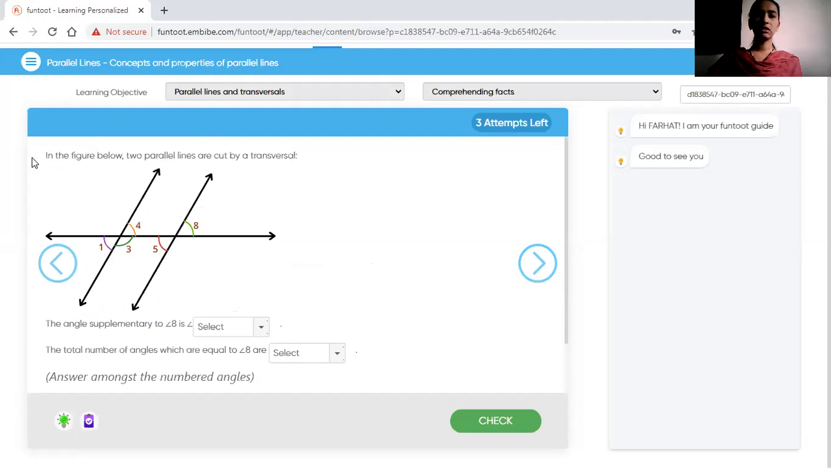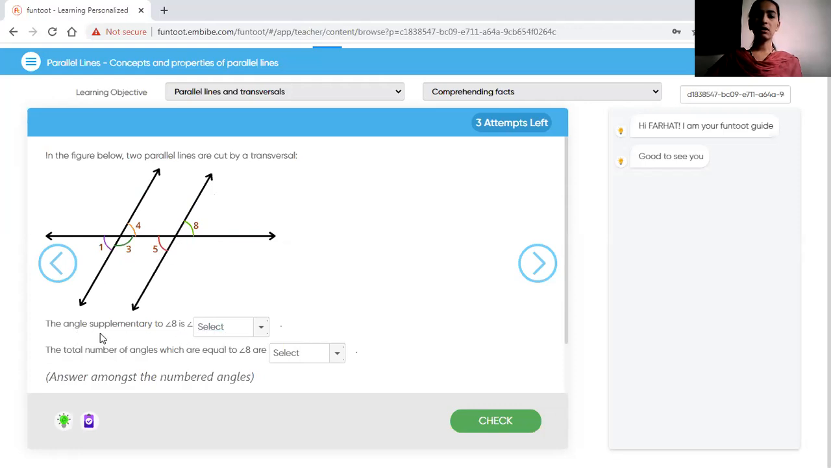Now the next is, in the figure below, two parallel lines are cut by a transversal. Now you can see this and this, both are parallel to each other. Yes. And they are cut by this transversal. Now 1, 3, 4, 5, 8. The numbers are given. Now we have to select our correct answer.